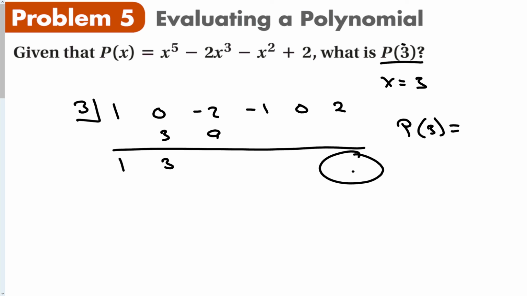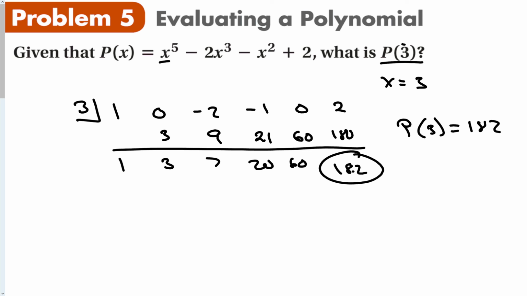Add, multiply, add, multiply, add, 180, 182. Okay, so the answer, P of 3, is 182. And yes, you could have raised 3 to the 5th power, subtracted 2 times 3 to the 3rd. The problem is that if you had to do this on a standardized test, maybe off the top of your head, you're really not sure that 3 to the 5th power is 243. So maybe you might want to use this method instead of something else.